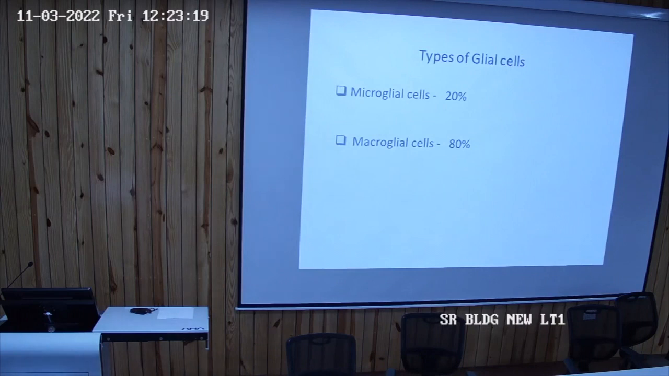Now what is the work of microglial cells? They are basically phagocytic in nature. Where there are dead cells, they engulf them, and in that way they protect the cell. There are different types of macroglial cells: the astrocytes, the oligodendrocytes, and the Schwann cells. These are the types of glial cells, and they are the macroglial cells.